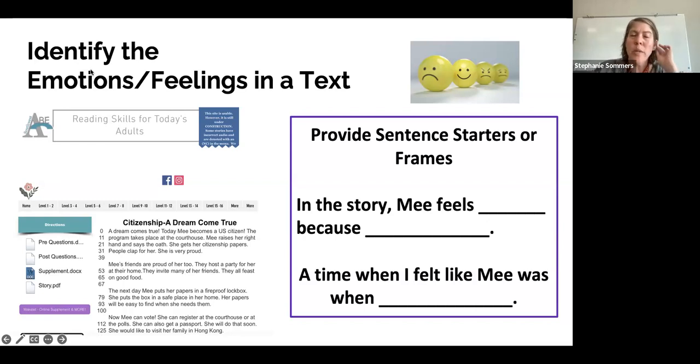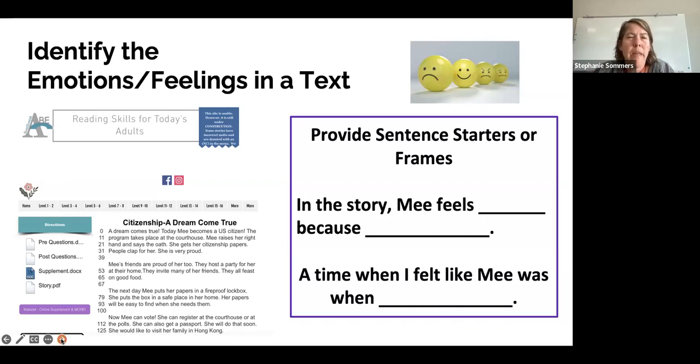So then after we identify how Me is feeling and why, we could provide an opportunity to our students to talk about a time when they felt proud, a time when they could discuss some of their accomplishments, either with a large group or in a small group or with a partner.